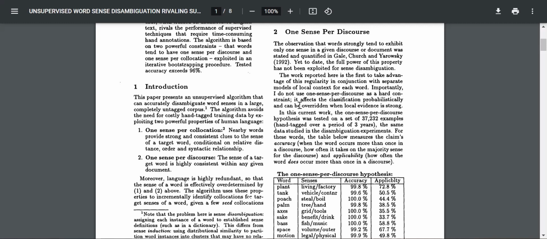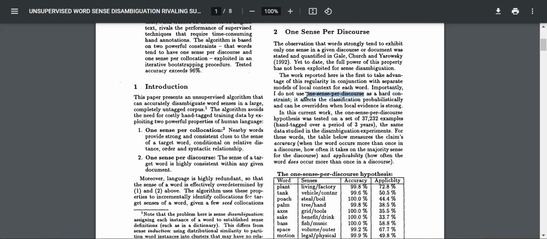So the first property, which is in section 2, one sense per discourse. The observation that words strongly tend to exhibit only one sense in a given discourse or document was stated and quantified in Gale, Church, and Yarowsky 1992. Yet to date, the full power of this property has not been exploited for sense disambiguation. The work reported here is the first to take advantage of this regularity in conjunction with separate models of local context for each word. Importantly, I do not use one sense per discourse as a hard constraint. It affects the classification probabilistically and can be overridden when local evidence is strong.